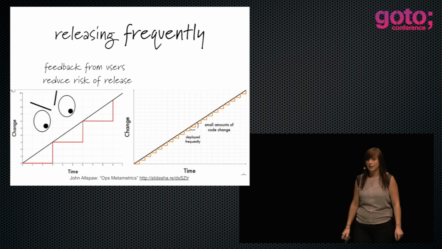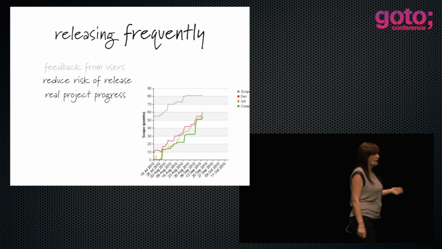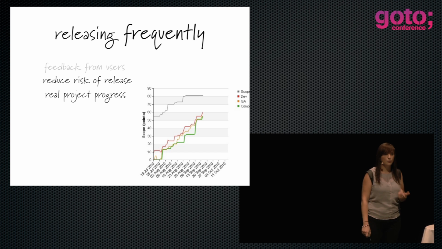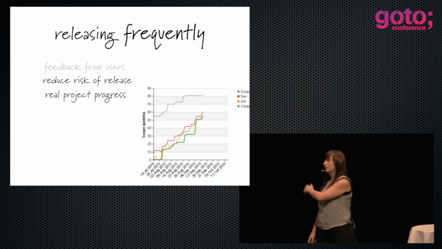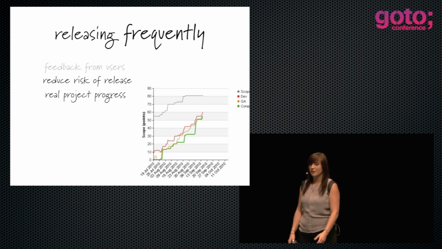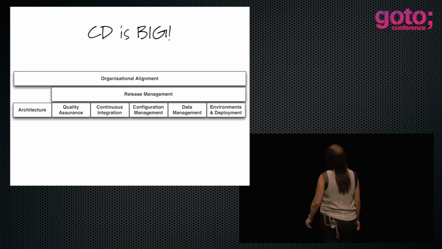So we want to put lots of nice little chunks of work in. Great, this is good in theory. I want real project progress as well, because dev done doesn't mean anything, QA done doesn't mean anything. Done is when it's actually in production. But continuous delivery is really big.